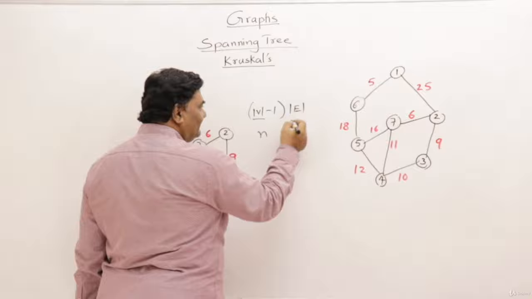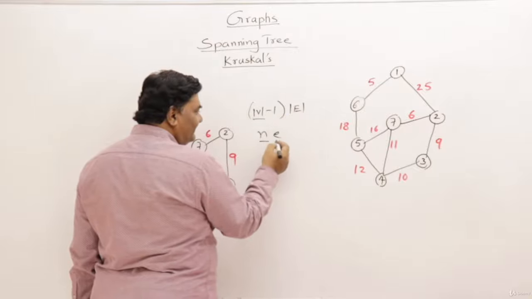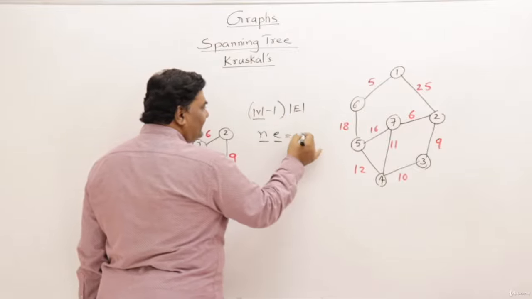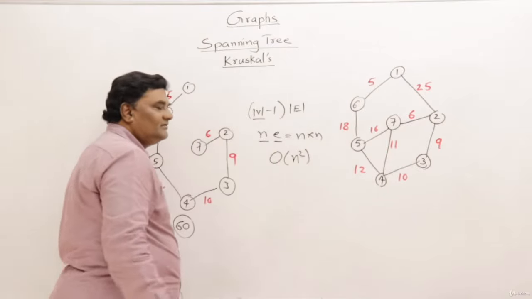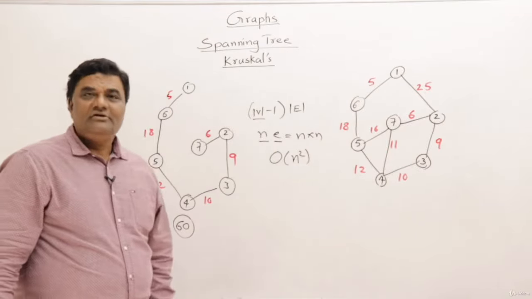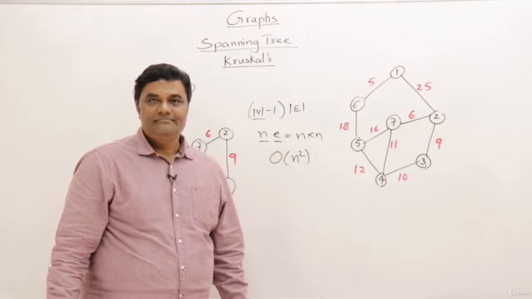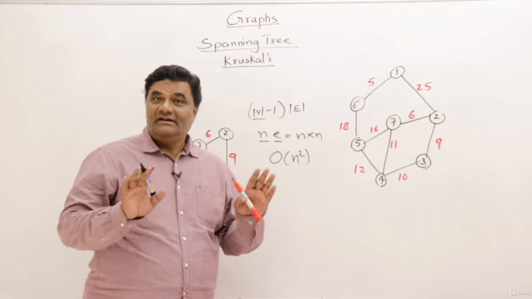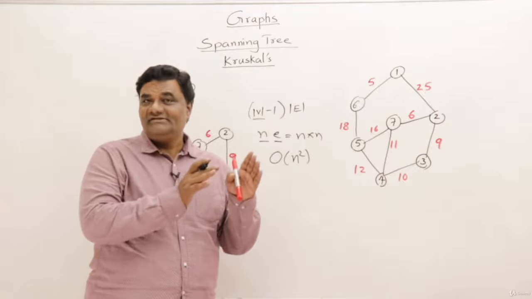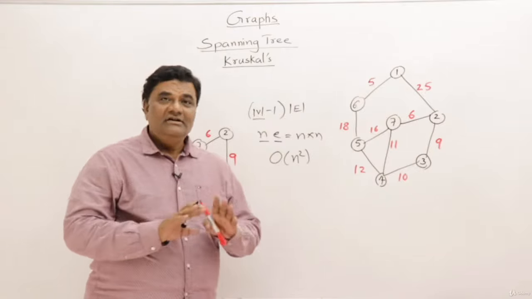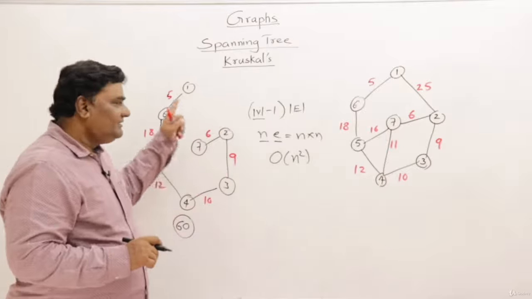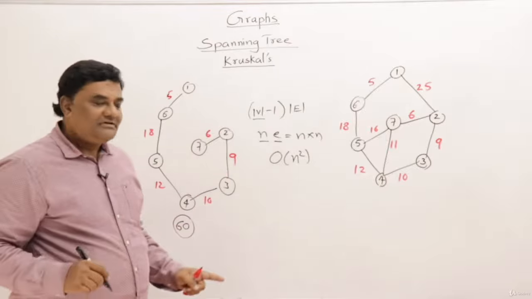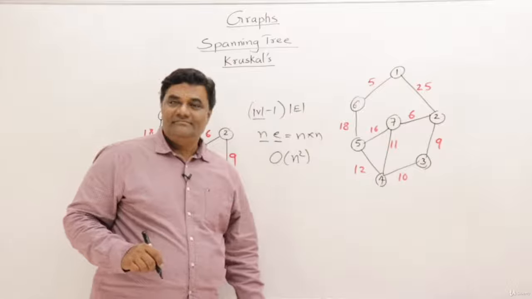This is N and this is E. This is linear, this is also linear. So we can write it as N into N. So the time is order of N square. Kruskal's method is order of N square time, independent of the data structure it is using, whether it is using adjacency matrix or adjacency list. We are not bothered about that. We are just talking about the work done here using pen and paper. So it's order of N square.